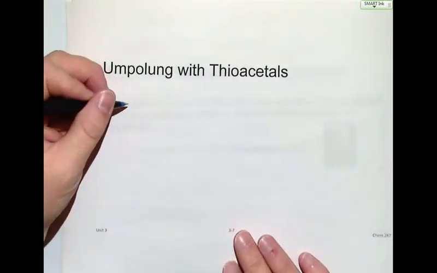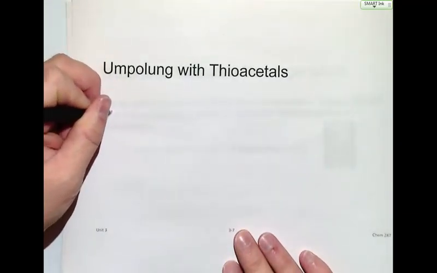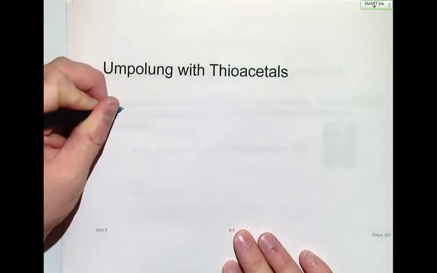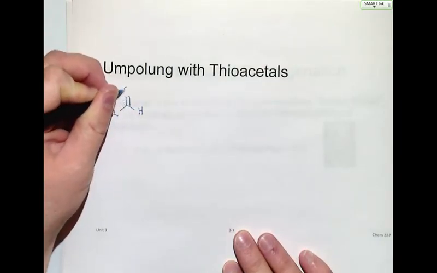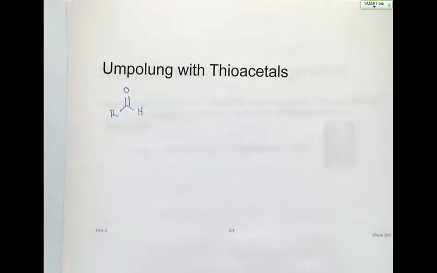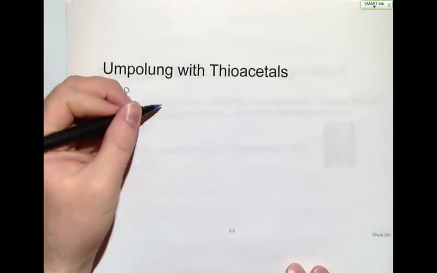So we have a thioacetal. Now, let's make a thioacetal from an aldehyde. And let's make a cyclic thioacetal.